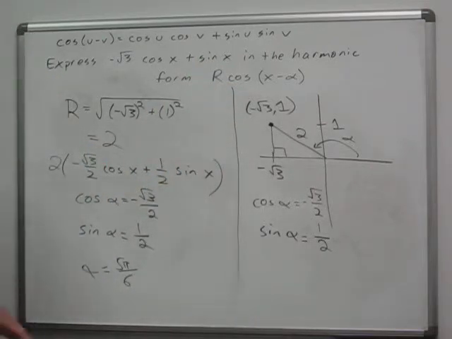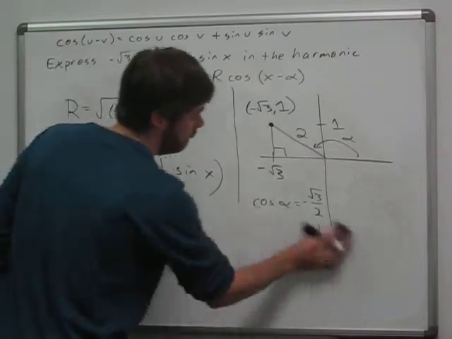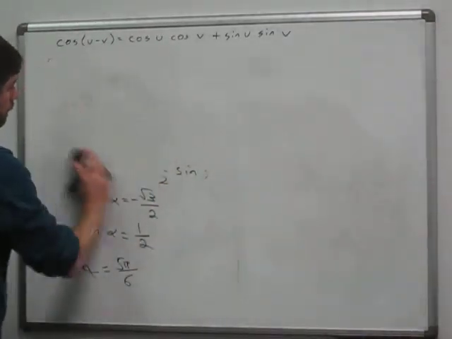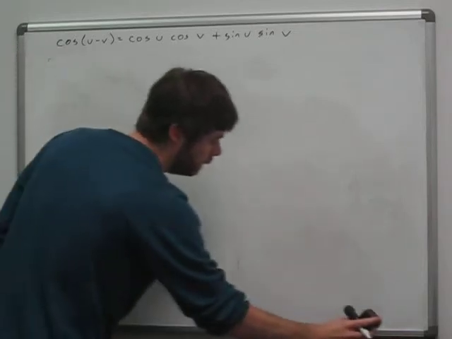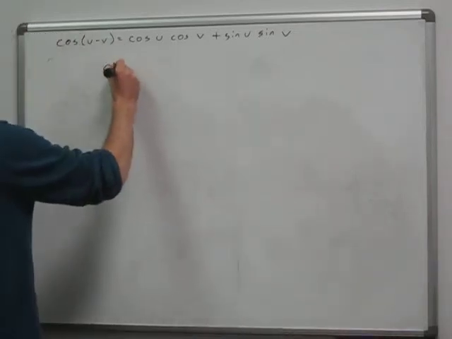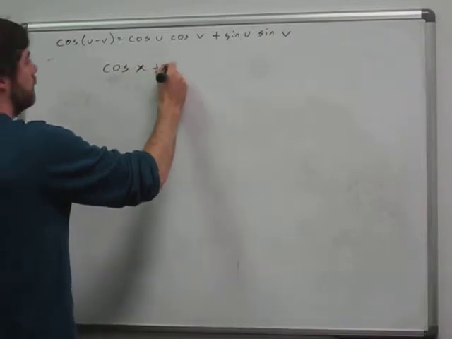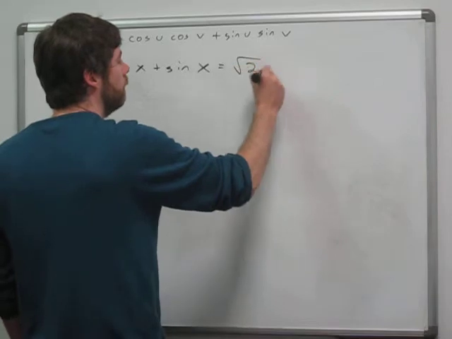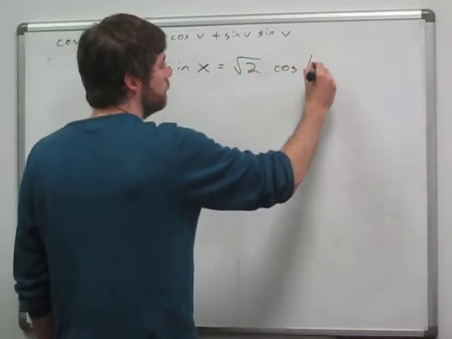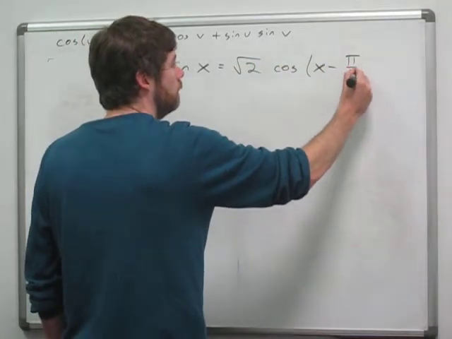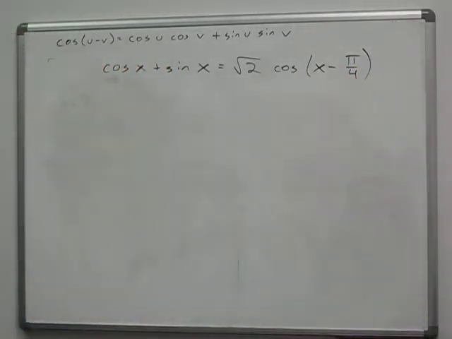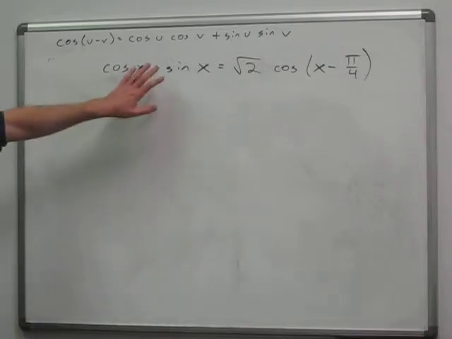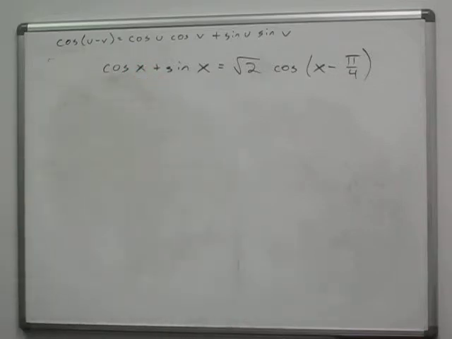Let's look at an earlier problem that we did. We started this series by thinking about cosine x plus sine x, and we realized that this was the square root of 2 cosine of x minus pi over 4. Right? So let's ignore the fact that we know what this is going to be and focus on this expression here.